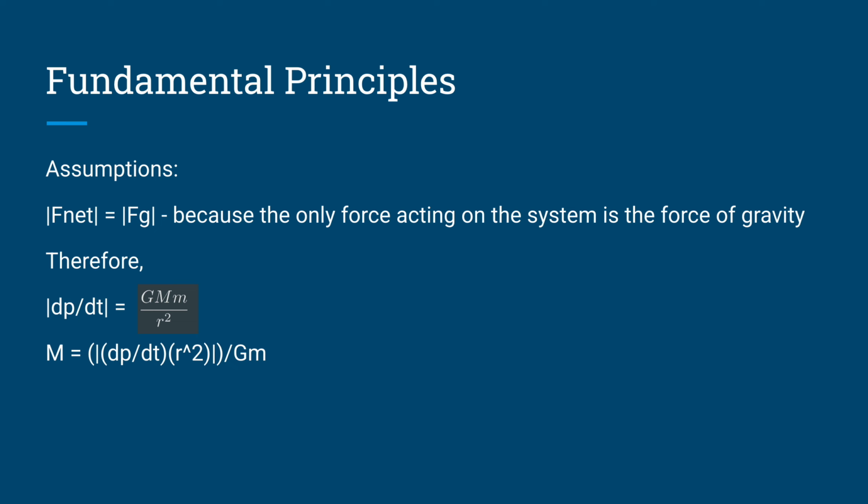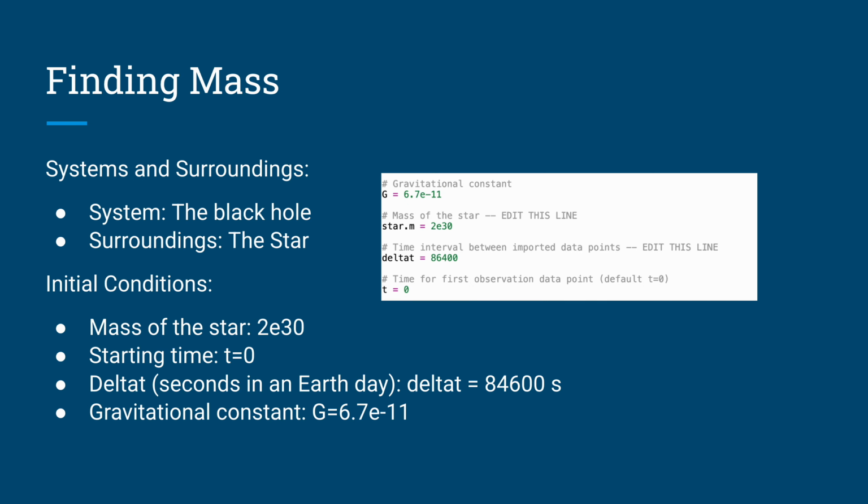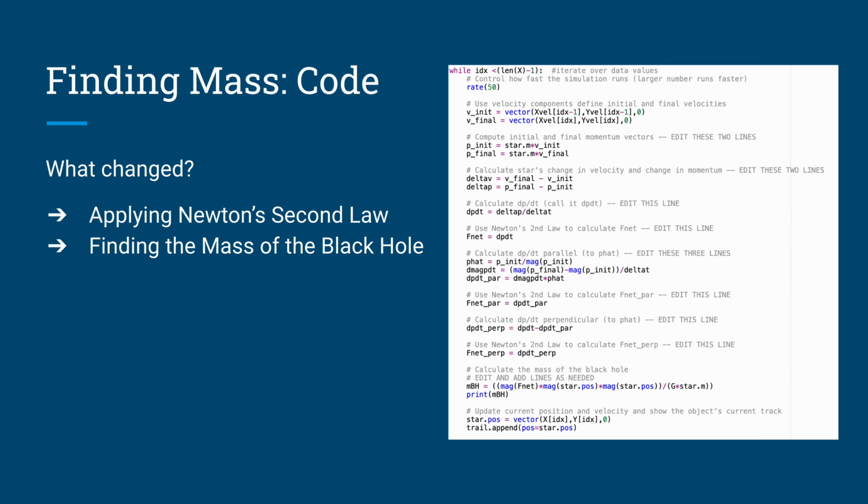Here are my assumptions. I assume that F net equals Fg because the only force acting on the system is the force of gravity, and dp dt equals G m m over r squared. So for finding the mass, my system was the black hole, my surroundings were the star. Some initial conditions: mass of the star, 2 times 10 to the 30th, which we were given, starting time 0, and then delta T is the seconds in an Earth day, and then the gravitational constant.